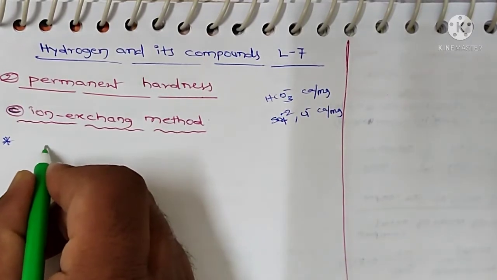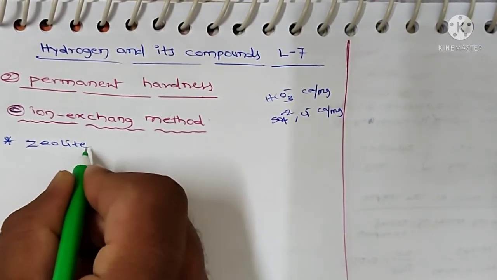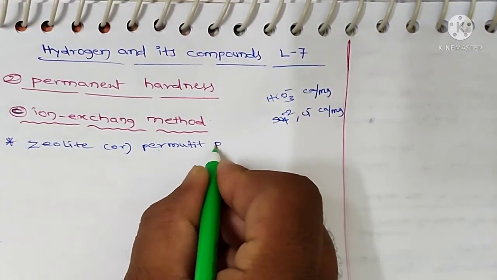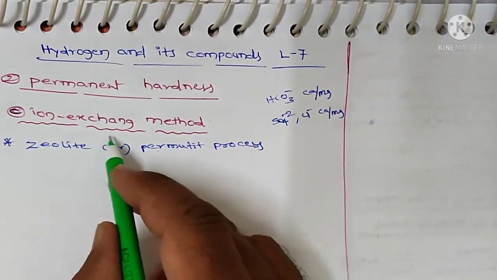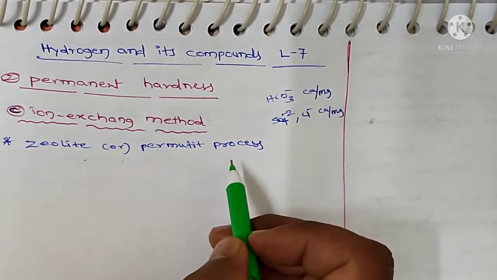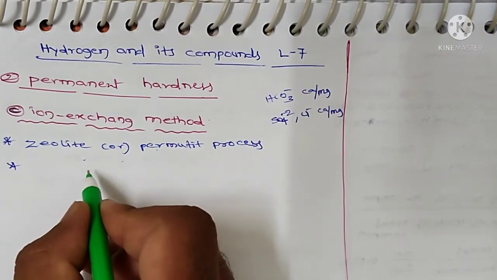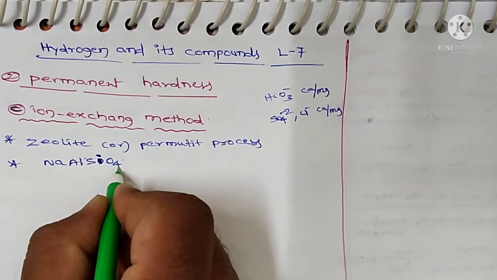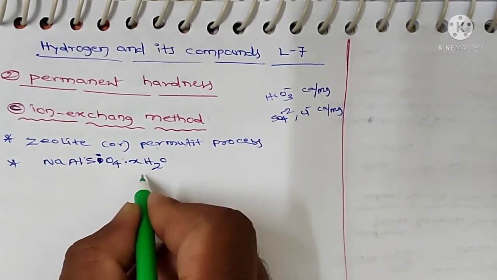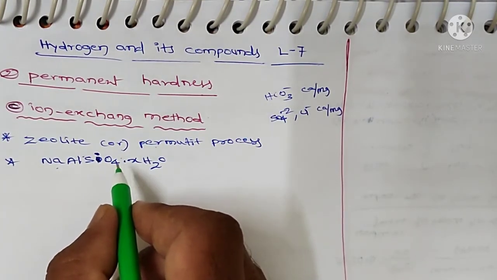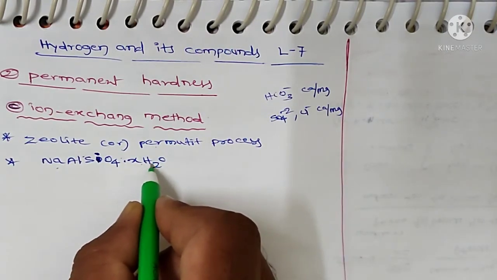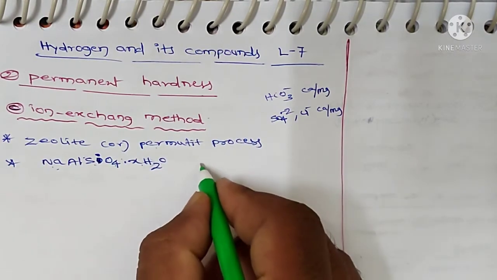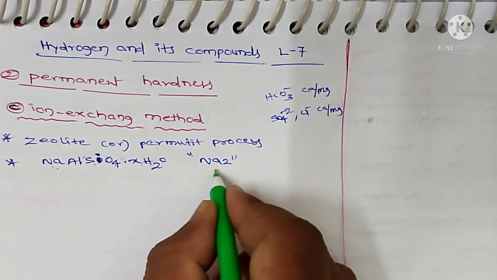This method is also called the zeolite or permutit process. So this ion exchange method is also called the zeolite or permutit process. And hydrated sodium aluminium silicate is called zeolite. The formula is NaAlSiO4·xH2O. It is called zeolite or hydrated sodium aluminium silicate, with x moles of H2O molecules. Simply it is written as NaZ. So NaZ is called zeolite.